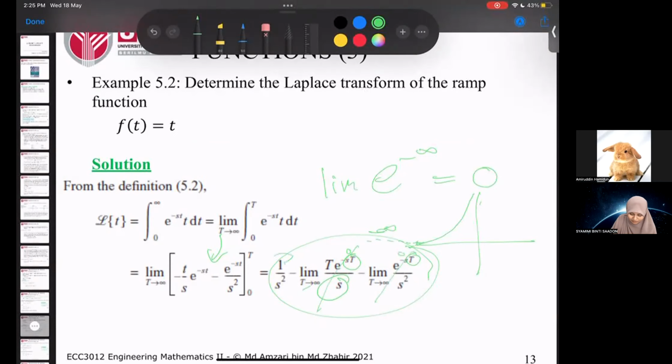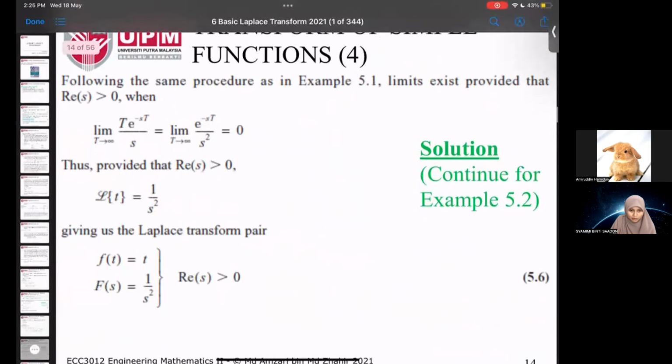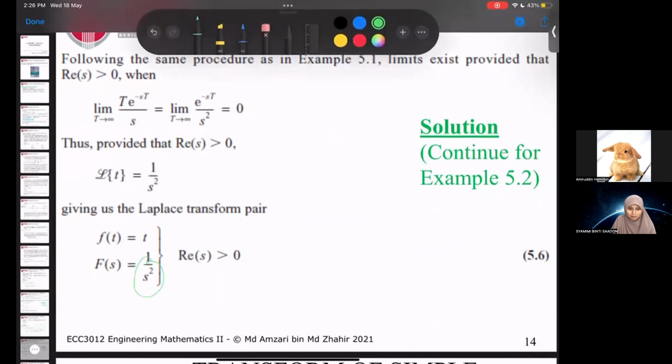So kita tinggal lah term ni saja, 1 over s kuasa 2. So that's why dia dapat 1 over s kuasa 2. Okay, so that is the maknanya Laplace transform of a function t. If you have f(x) equal to x, this one. So this is the Laplace transform of this type of function. Okay.